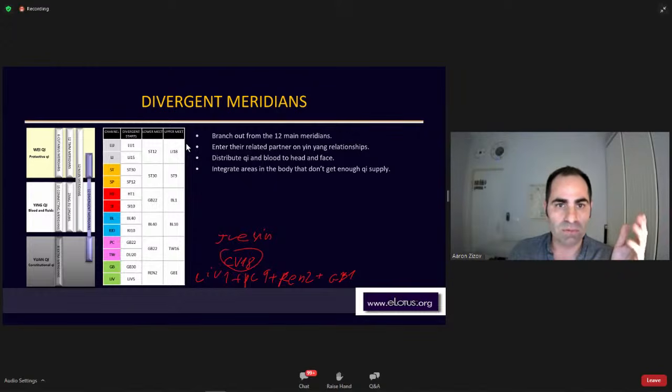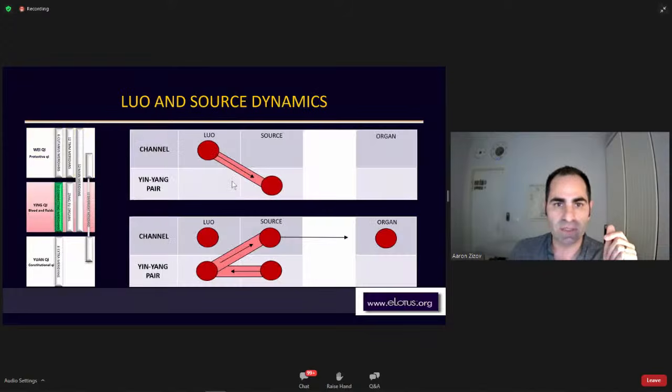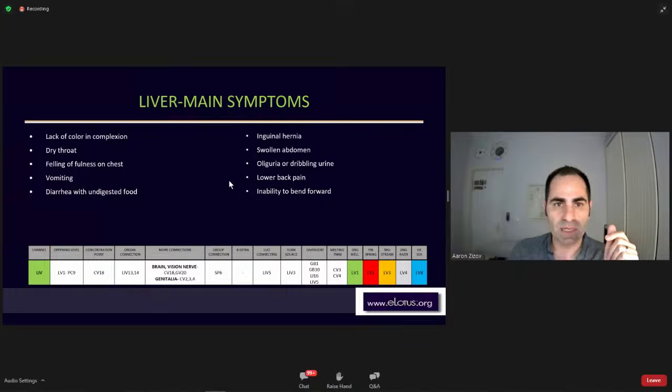So divergent points again. The divergent starts at liver 5, yeah, but the lower meeting points. Let me just go one second. Let's just clear this one. I'll go to the liver.